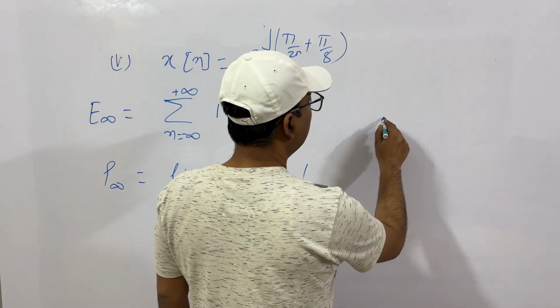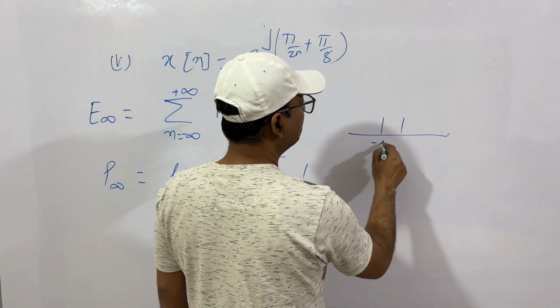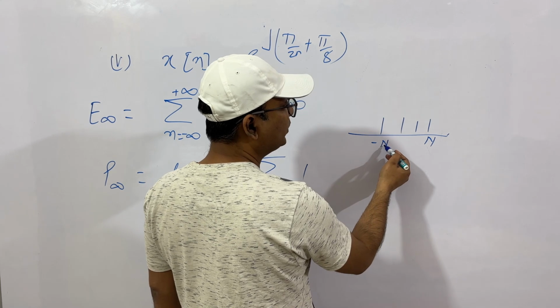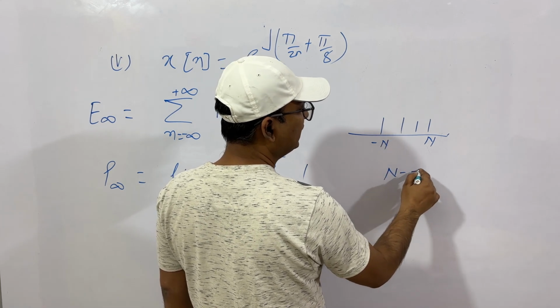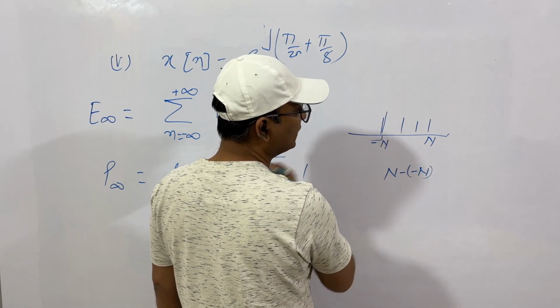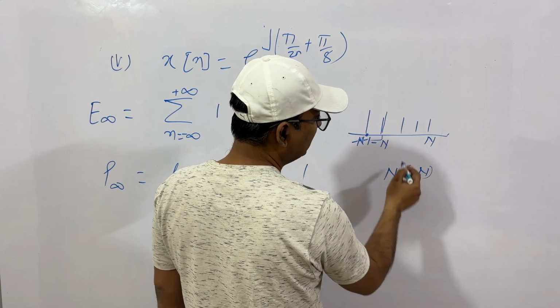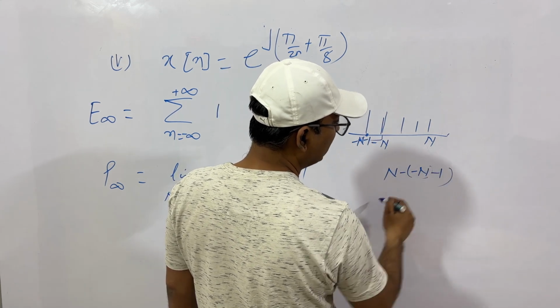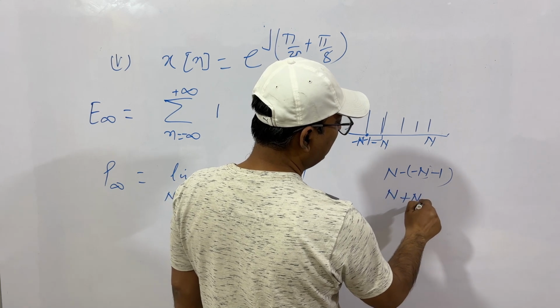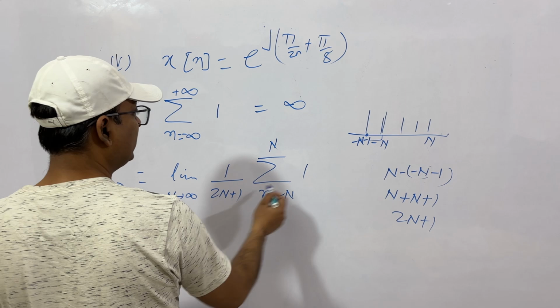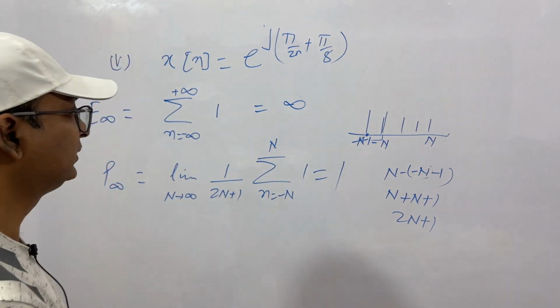In discrete signals, I have told you, if this goes from minus n up to n, then computing n minus minus n will exclude one sample of the signal. So what we do is count up to minus n and up to n, which gives 2n plus 1 terms. So 2n plus 1 by 2n plus 1, so the value will be 1. Okay.